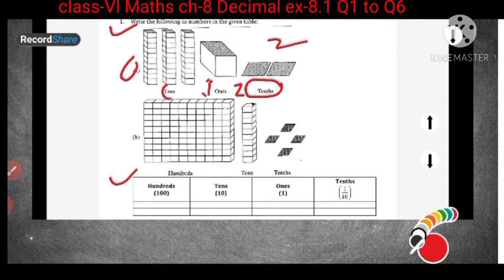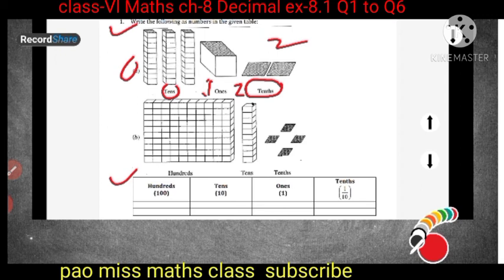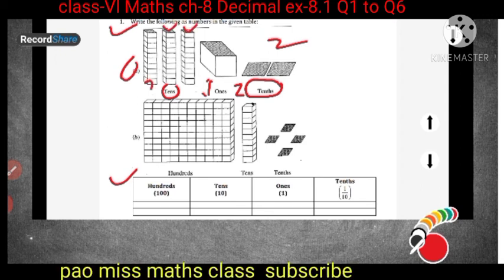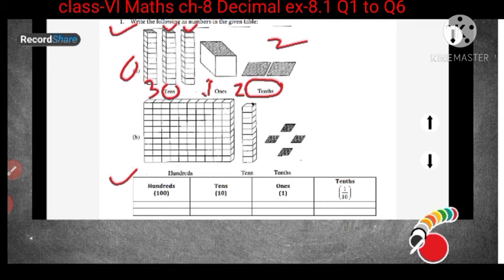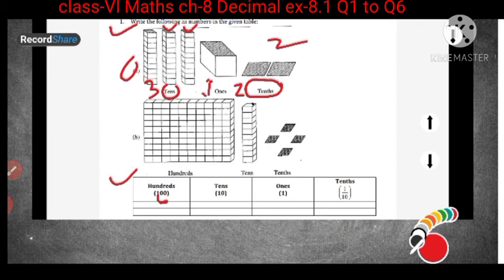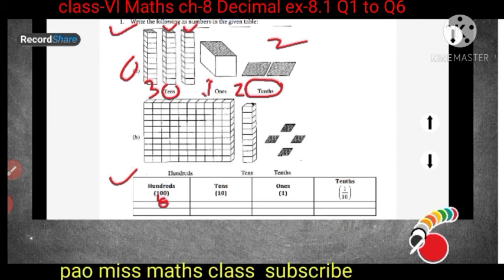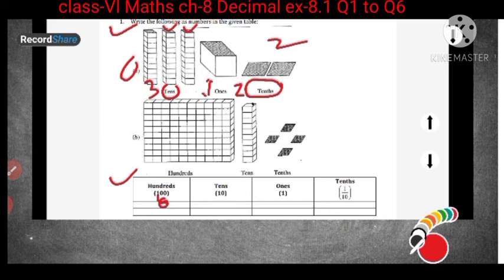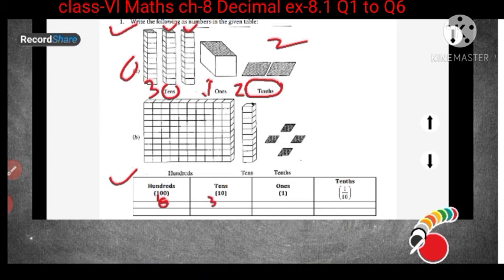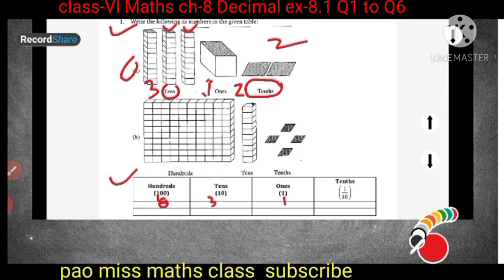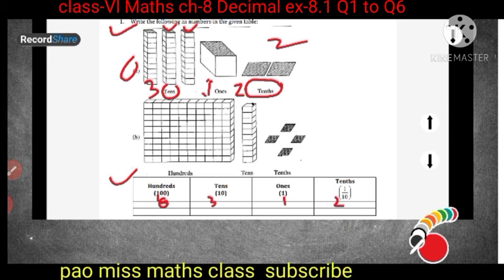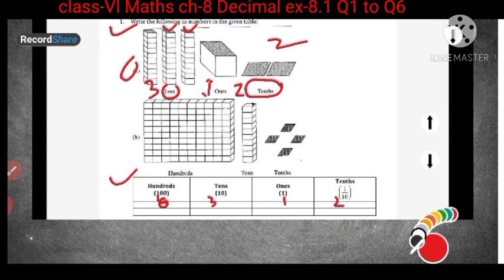Now in the tenths place you can see these are all of 1 upon 10, 1 upon 10, 1 upon 10. That means how many tenths are there? 3 tenths. Now there is no 100, so in place of 100 in this table we have to put 0. Then in the tenths place, how many are there? 3. And in the ones place how many are there? Only 1. In the tens place there is 2. So it is 2 1 3, so the place values are filled like this.